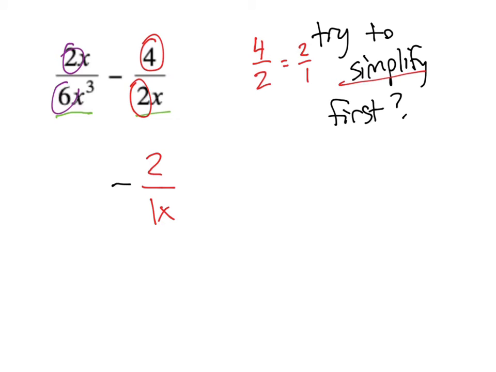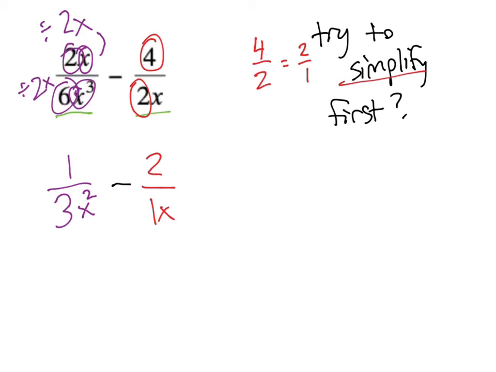And we can do something similar with this fraction on the left. We can divide the numerator and denominator by 2, and we can also divide the numerator and denominator by x because those share a common factor of x. 2x divided by 2x in the numerator is equal to 1. And 6x to the power of 3 divided by 2x in the denominator gives us 3x squared.